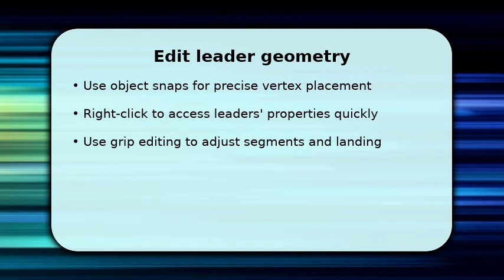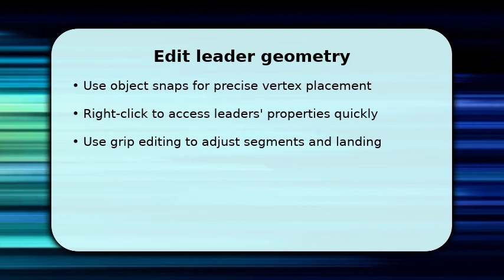Once you have initial points, refine geometry by snapping to precise locations with object snaps. This ensures accuracy. If you need a curve or bend, add vertices or convert segments.